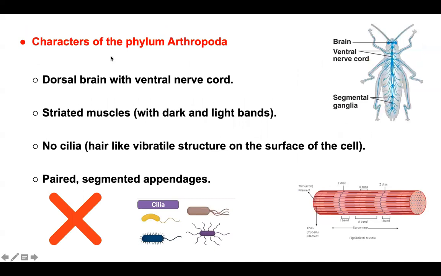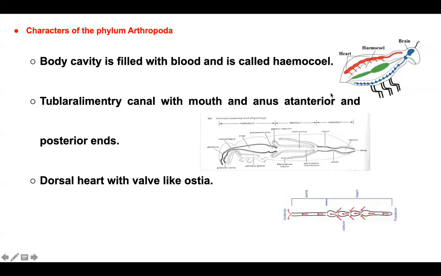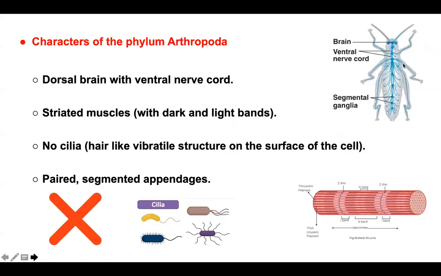And then coming to the characteristics of phylum Arthropoda, another characteristic is a dorsal brain with a ventral nerve cord. So here you can see the brain is located dorsally, and the whole nervous system is located on the ventral side. So it is divided into three parts: brain, ventral nerve cord, and segmented ganglia.